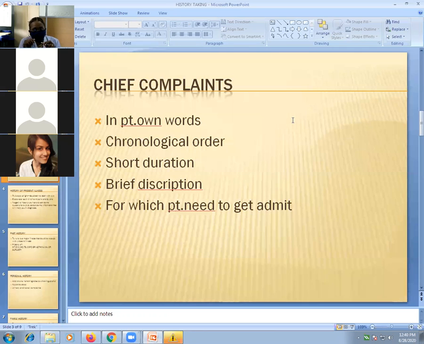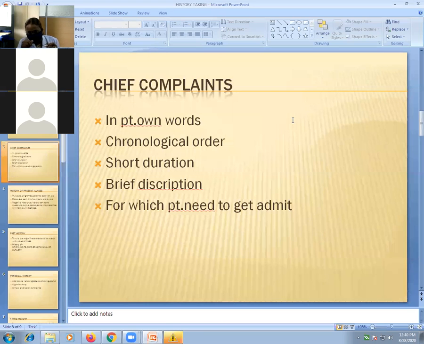Now, a brief description of each complaint. Your common complaints for the two systems are fever, cough, breathlessness and chest pain. So how do you take a brief description of each complaint? One by one we will discuss. First complaint, fever, the common complaint in respiratory system. About fever, what questions do you have to ask? First, duration of fever, since how many days? Then the grade of fever, whether it is high grade, moderate grade or low grade.